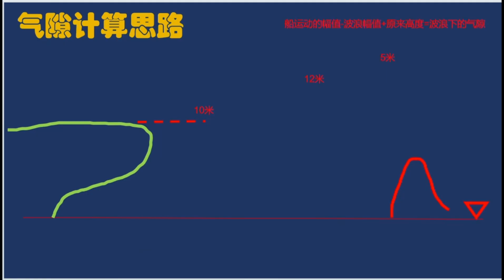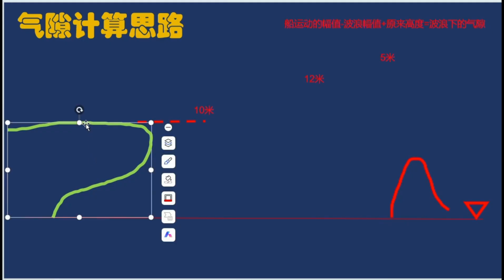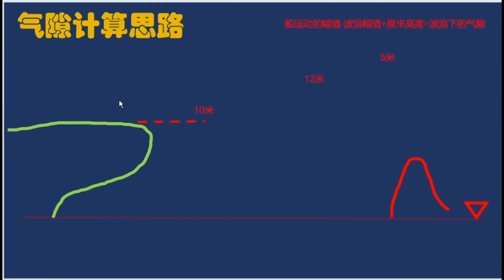Next, I'll talk about the approach to calculating the air gap. For example, here I have a ship, and the outer surface of the ship is represented by this green line. Now I want to calculate the air gap at this point. The original height at this point is 10 meters. Here is our sea level. Let's assume there are no waves at the moment. The height here is 10 meters, so the air gap is 10 meters.